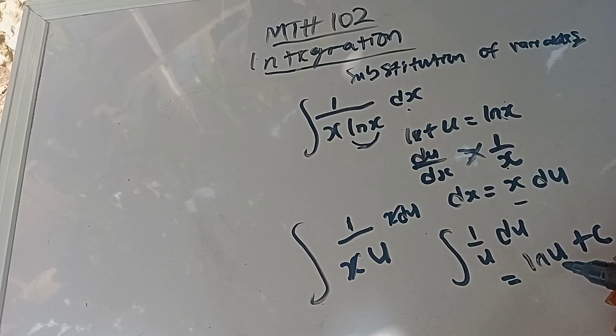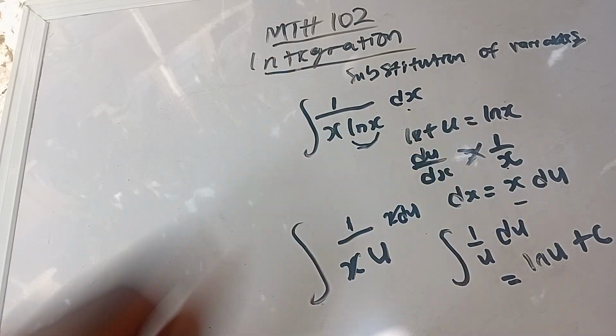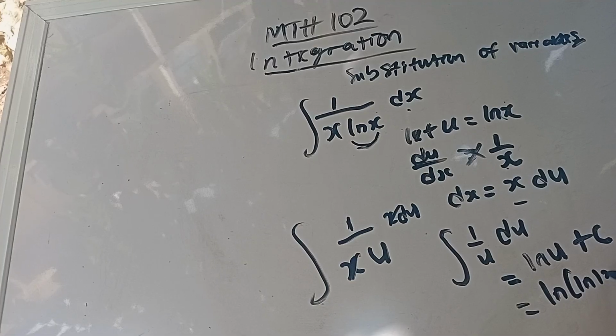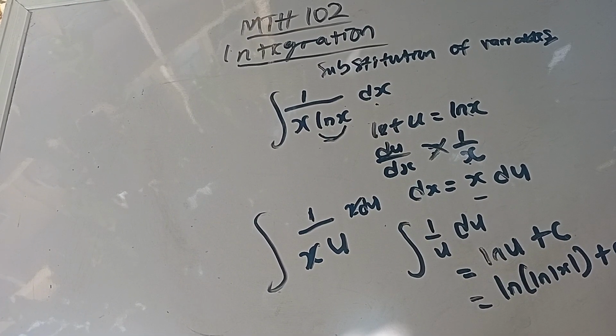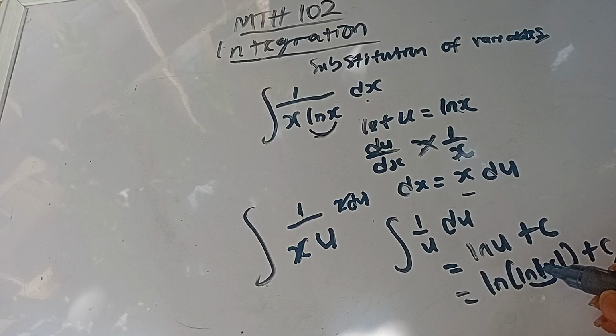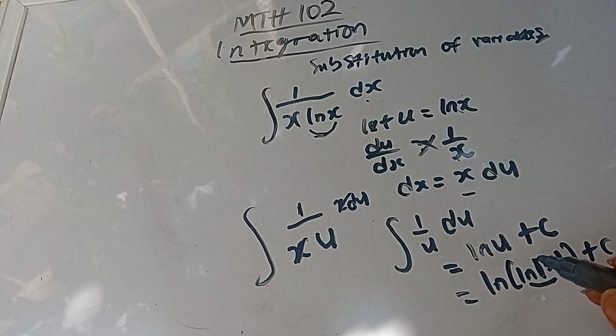Plus c. But don't forget, the original question is in function of x. Now your answer is in function of u, so you have to substitute u back. So you already say let u be ln x. So since your final answer is ln u, what you get now is ln x, ln x plus what? Plus c. So this is the final answer. You bring u back since u is ln x. I'm using absolute value because x can be negative, we don't know, and ln of a negative value is undefined. So that's why I'm using absolute value. So this is the final answer for that.